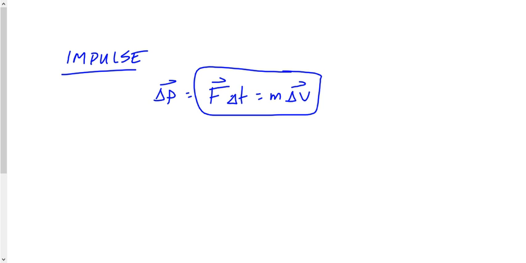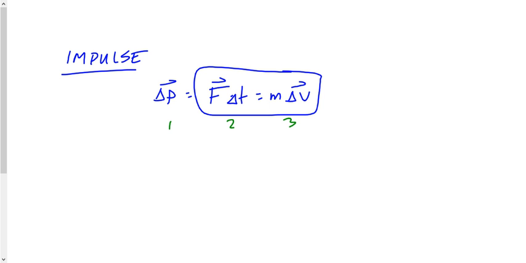Now, this is the form of the equation that appears on your data sheet. F times delta t is equal to m times delta v. But we add this delta p, or this impulse symbol, as well. Three parts to this equation, two of which appear on your data sheet, one of which doesn't.